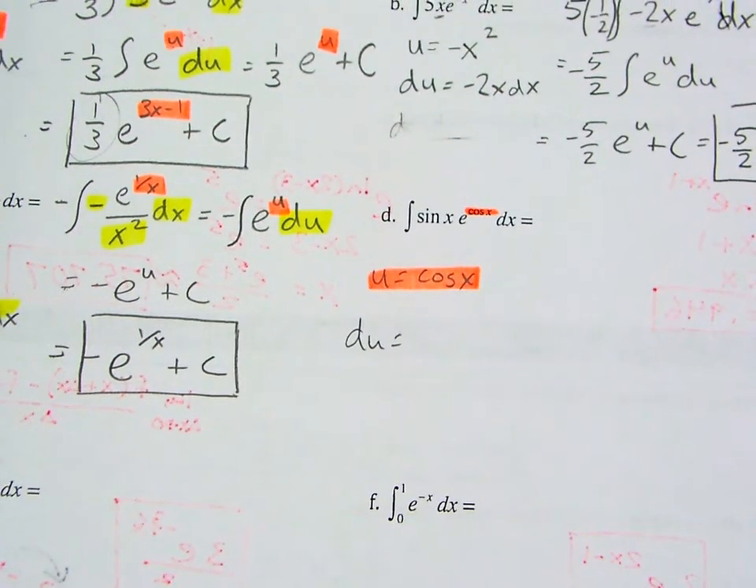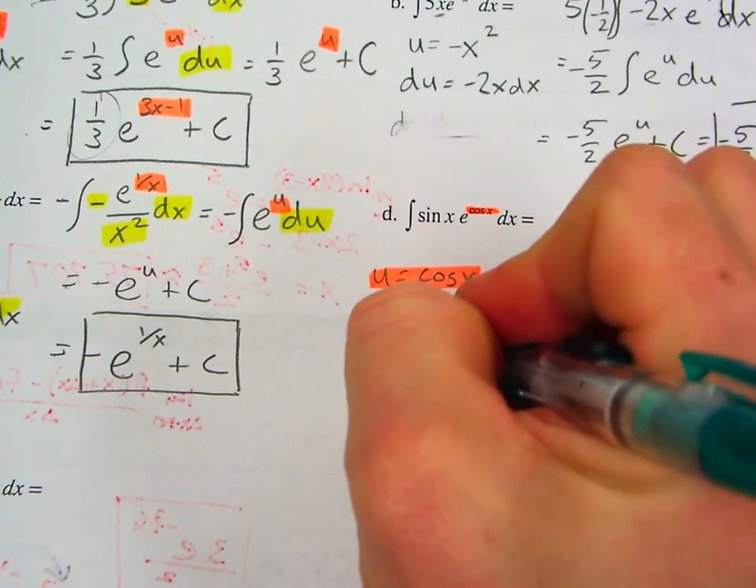The derivative of cosine is negative sine.